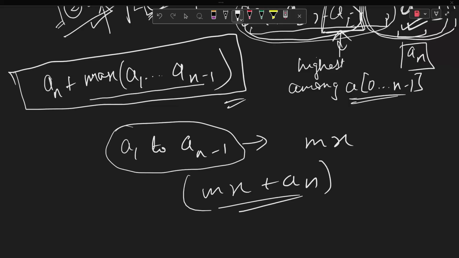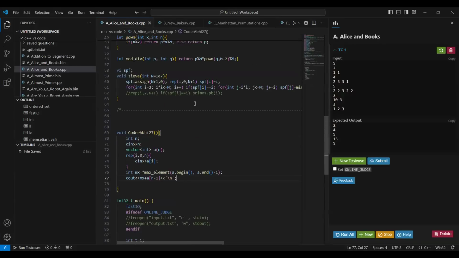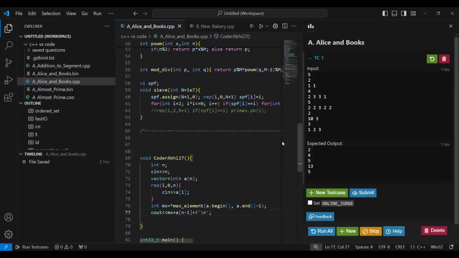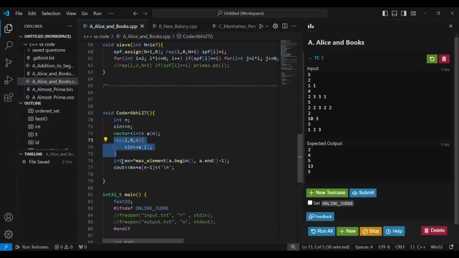So you can see my code here. So this is the A problem. Let me zoom it a little. Okay, so this is the A problem. Now we just took the input, and we took the input for the array in our n-sized array. This was just for the input part. And then what I did, mx is equal to max element among a dot begin to a dot end minus 1. So we have excluded the last element. And among those, we took the max element and just printed max plus the last element. So this was our answer. And this was a simple code for this.